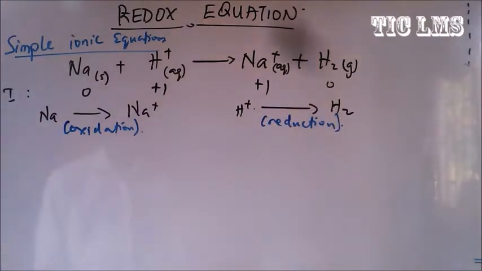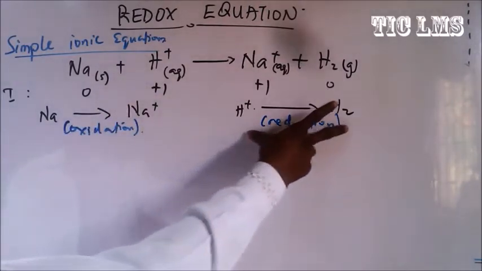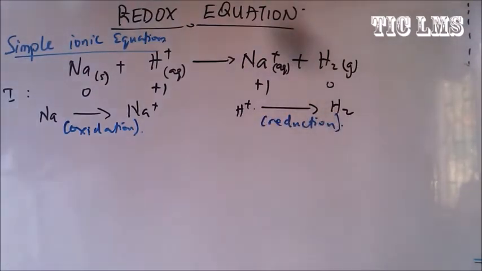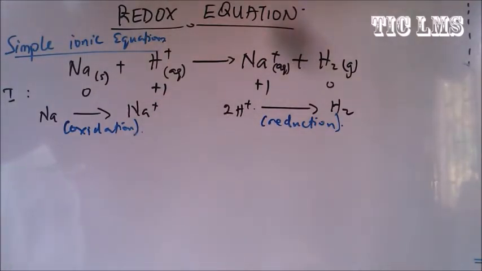Then step 3, we have to balance the atoms. To balance the atoms, we have one atom of sodium here, and we have one atom of sodium here. So this is balanced. But hydrogen here is not balanced because we have two atoms of hydrogen here, and we have just one atom here. And so to balance it, we place 2. Hence, that has been balanced.